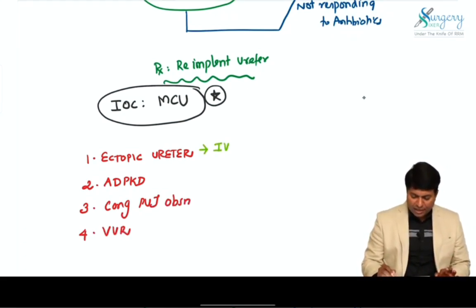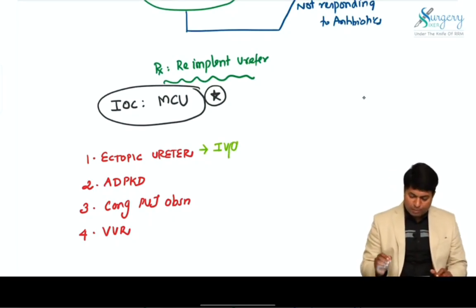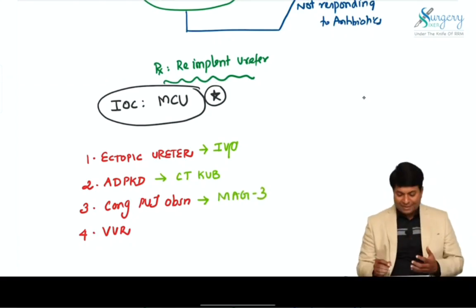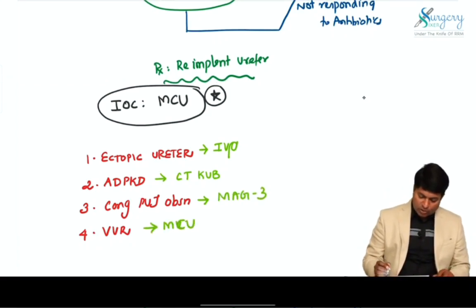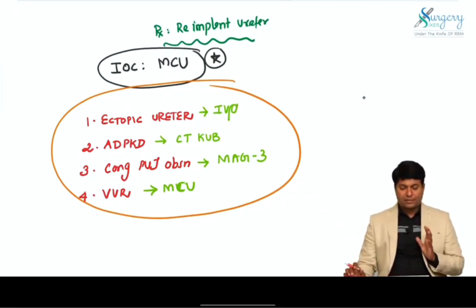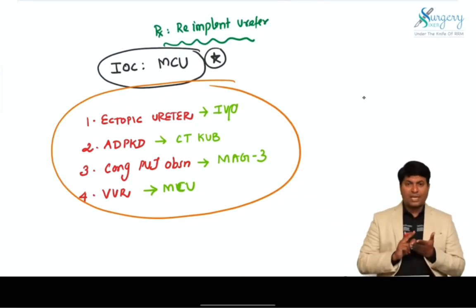For ectopic ureter, the investigation is intravenous urography, IVP, or intravenous pyelography. With IV contrast we can see the ectopic ureter. For autosomal dominant polycystic kidney disease, CT KUB is enough. For congenital pelviureteric junction obstruction, we use MAG3, as I told you in the introduction of the chapter. For vesicoureteric reflux, micturating cystourethrogram. So these are the 4 topics we have discussed so far. Still 3 more diseases are there to discuss. So please don't forget these 4: ectopic ureter, autosomal dominant polycystic kidney disease, congenital pelviureteric junction obstruction, and VUR.